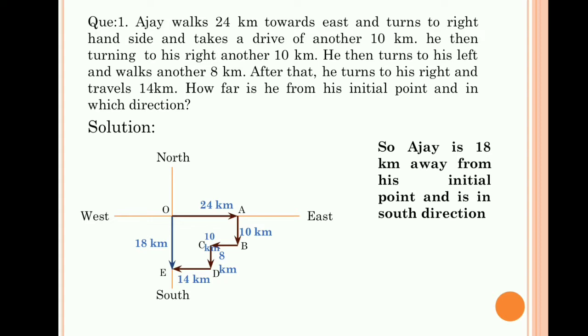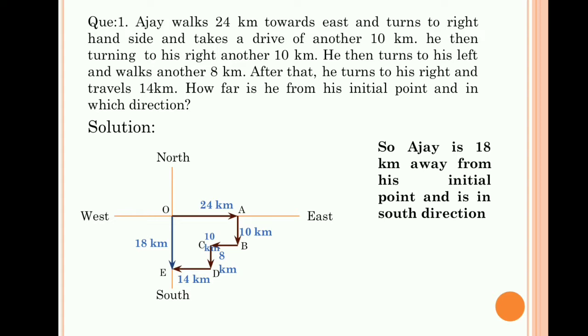To solve these types of questions, these are very basic types of questions. You can easily solve them in 10 to 15 seconds. So let's start. First of all we denote point O, which is our starting point. From point O, Ajay walks 24 km towards east. So from point O we will take OA for 24 kilometers.